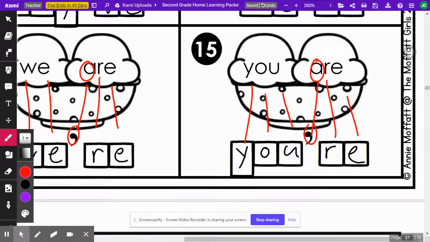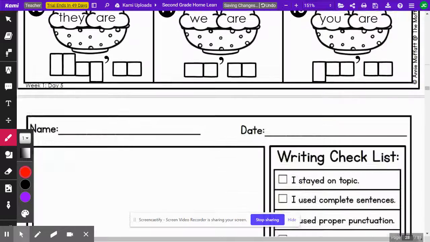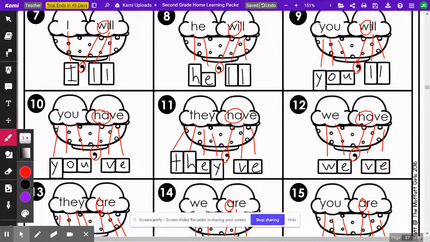All right, friends, let's zoom on out. So once again, friends, that was day 5, page 3.